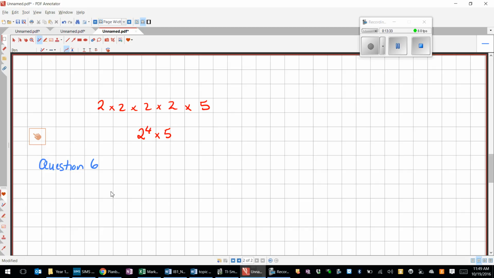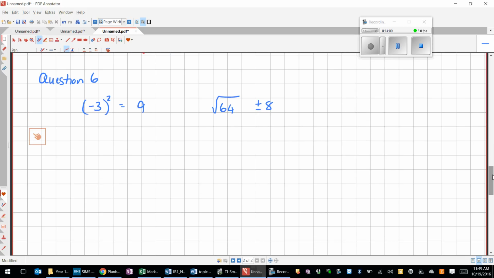Negative 3 squared, well we know that's 9. That helps you with the problem some of you are having with pi. Just to check, square root of 64, I'm glad most of you wrote plus and minus. I think one of you didn't and got half a mark. Now this one is a little bit debatable, but we've got 2 different groups, and the clue is in the question.